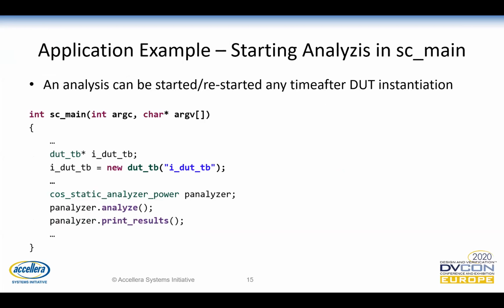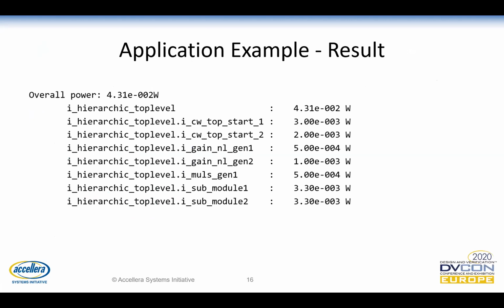Okay, inside the main function, you can simply perform the analysis. That means if you instantiate your device under test, then you maybe can run the simulation for a certain time. And if you want to do an analysis, you have to instantiate this static analyzer. You can perform the analysis, and in this case, we simply print the results. And in this simple example, the results will simply show the summed up power.